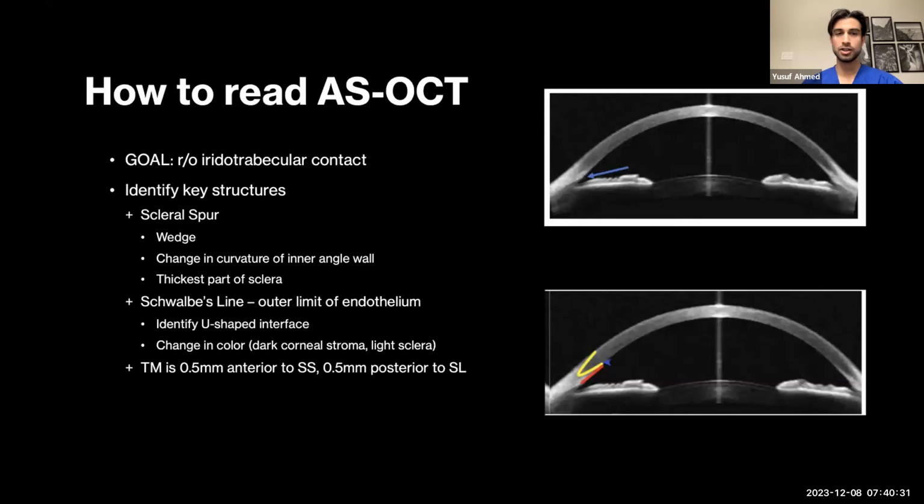It appears as a wedge and a changing curvature on the inner wall of the cornea, and also represents the thickest portion of the sclera and where that indentation changes. You also should be looking for Schwalbe's line, by identifying the outer limit of the endothelium showing up as the U-shaped interface with that yellow corresponding wedge, and then looking for a changing color from the dark corneal stroma to the light sclera. If you landmark these two structures, you know that the trabecular meshwork should be approximately halfway between these two structures.